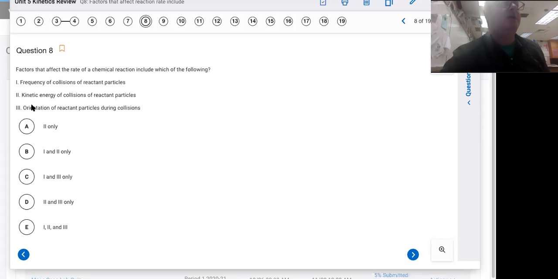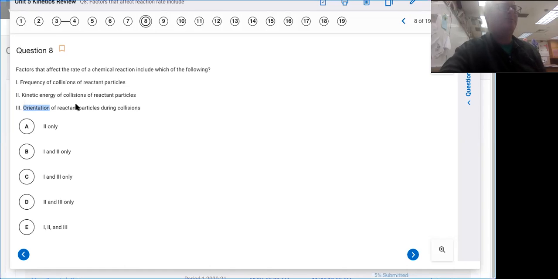This is something that we don't have a lot of ways to change, that orientation, because they're basically just bouncing and bouncing and bouncing. One way that we can do that, and it's kind of a cheat, would be the catalyst. But all three of these definitely would affect the rate.